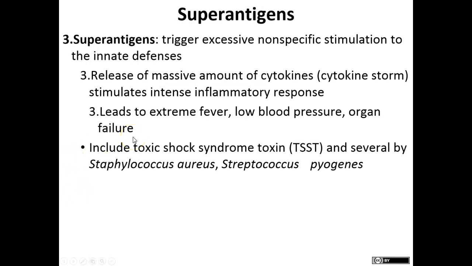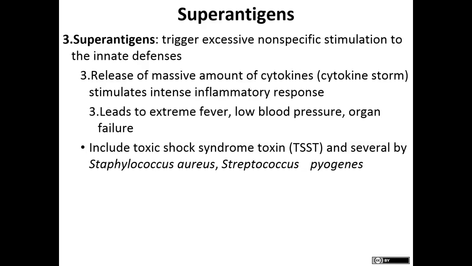Then we have some exotoxins that are called superantigens. What superantigens do is these toxins cause your innate defenses to go into overdrive. So you basically end up having a cytokine storm. The toxin gets into your system and your body is flooded with nonspecific cytokines from helper T cells. Helper T cells typically stimulate your immune system and your nonspecific defenses. But when you are overstimulated, this can lead to an extreme high fever, again, organ failure, low blood pressure.